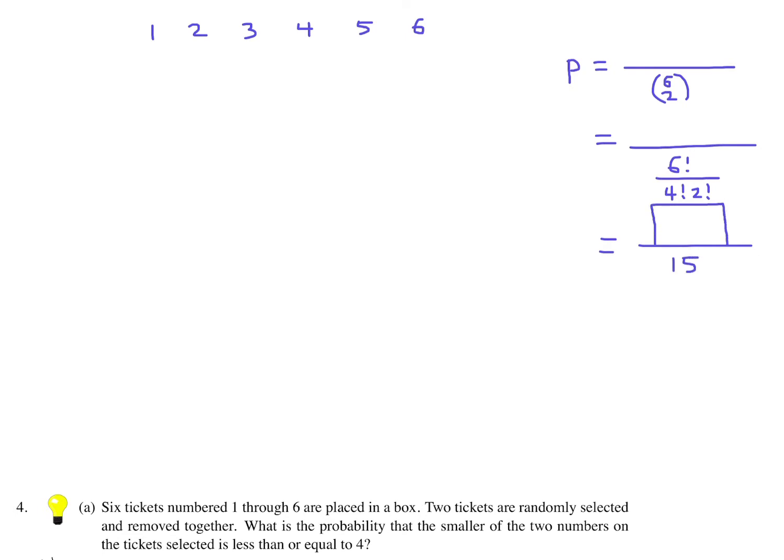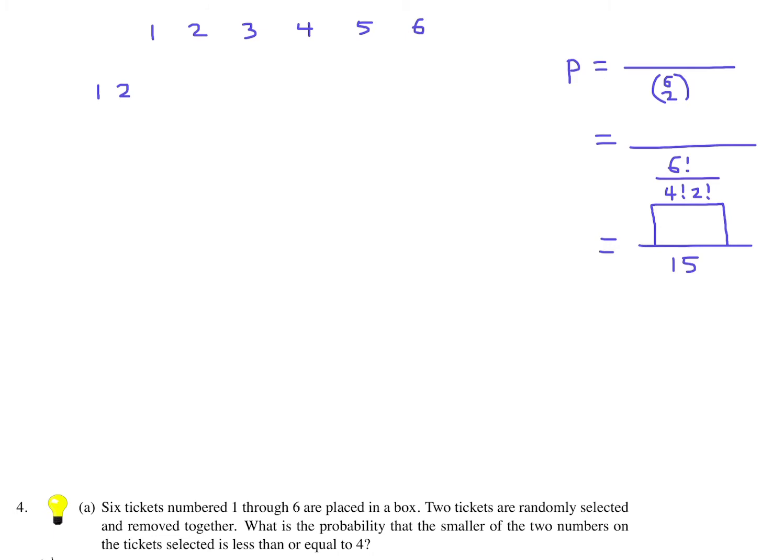Now I have to figure out my numerator. And my numerator is based entirely on the criteria in the question stem. And that is that when you choose 2, you want the smaller of those 2 numbers to be less than or equal to 4. Since these numbers are relatively small in terms of the number of selections, there's only 15 ways that we can do this. I'll write them all out. Shouldn't take too long, right?